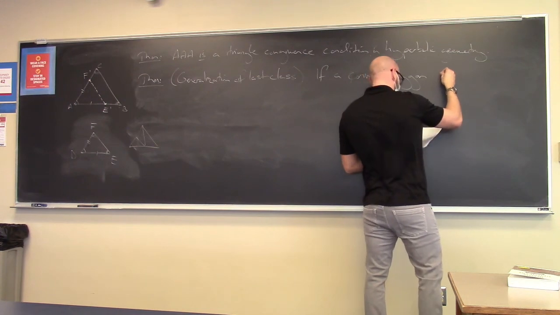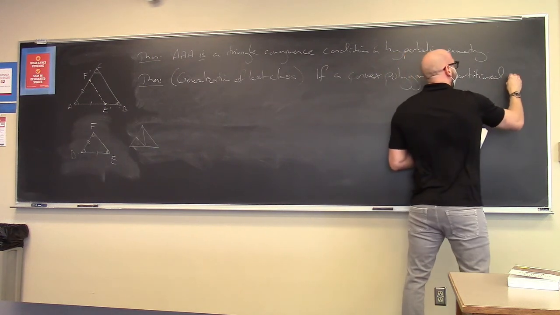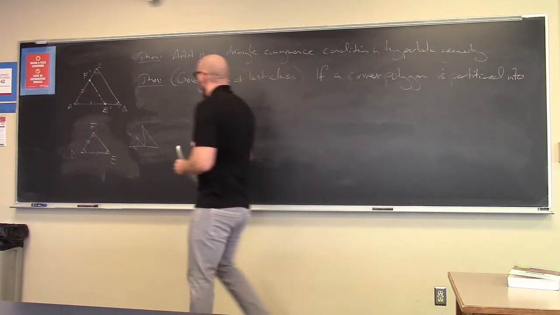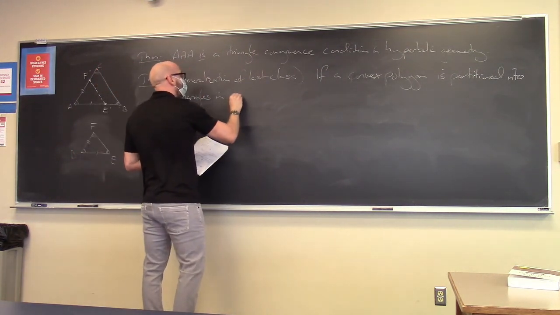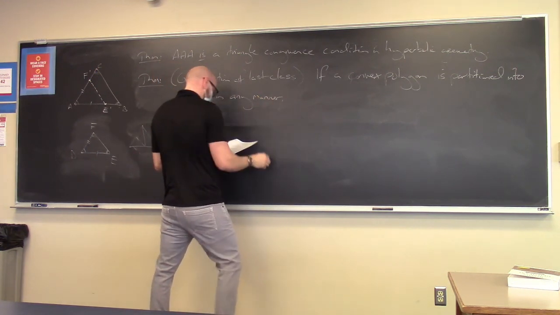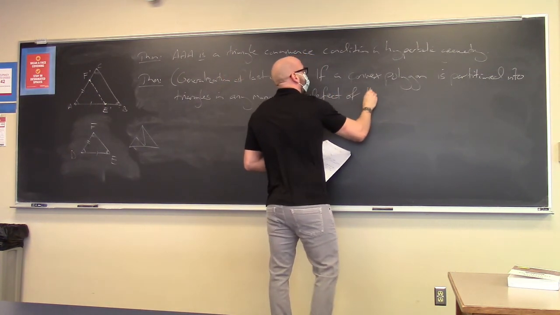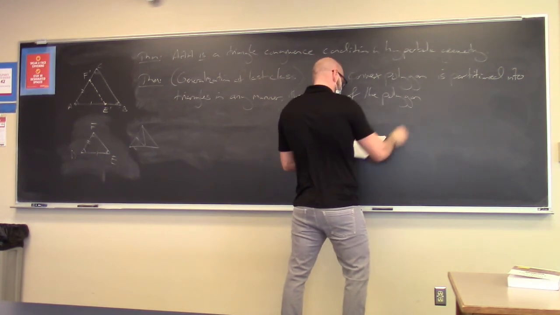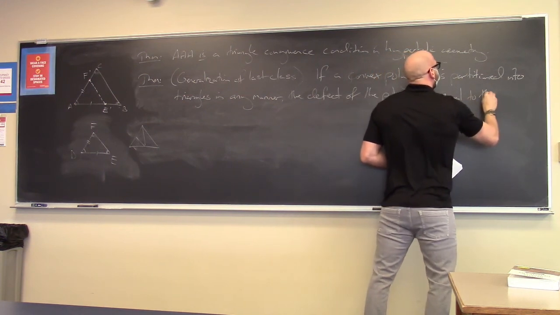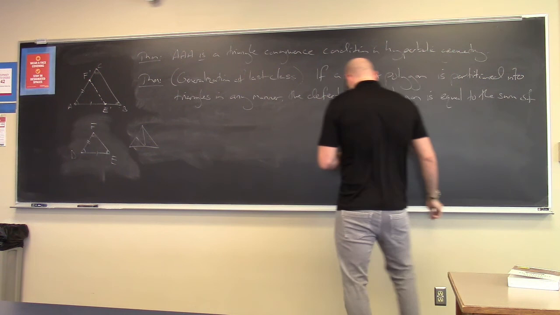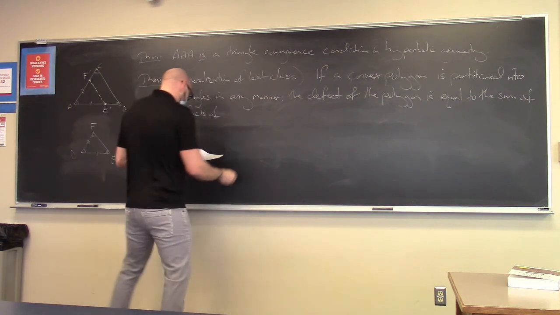If a convex polygon is partitioned into triangles in any manner, the defect of the polygon is equal to the sum of the defects of the component triangles.